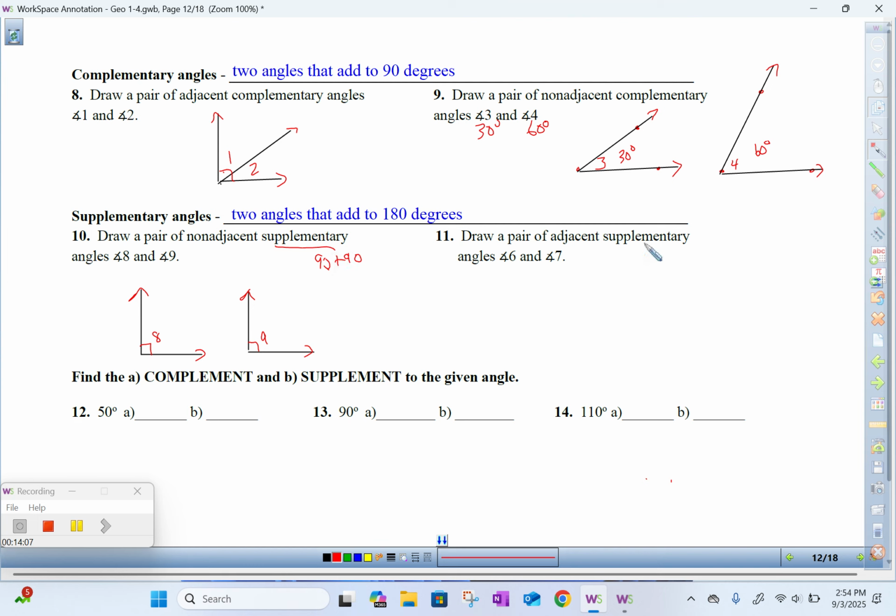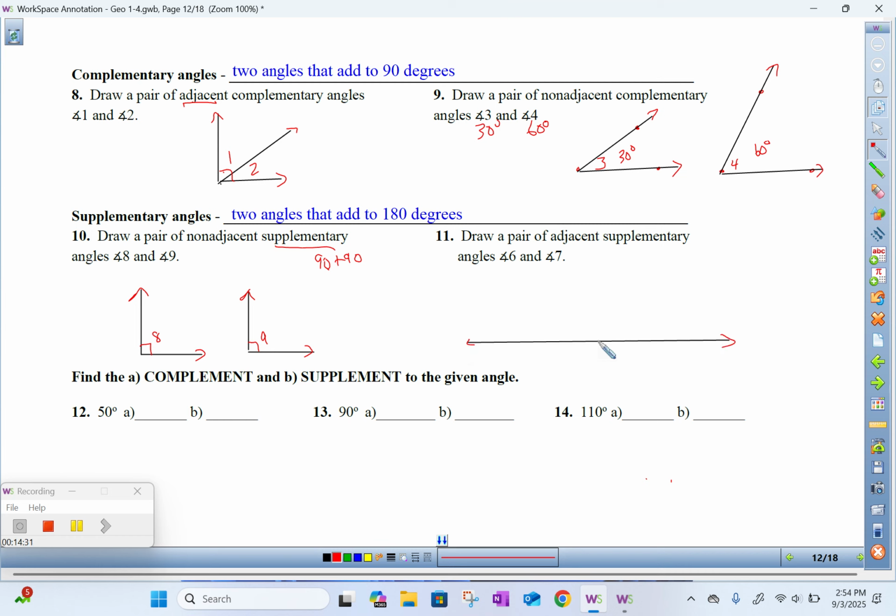Over here we want adjacent supplementary. We're going to start out the same way we did up here. When we want it to be adjacent, we started with the 90, because that's what complementary was. So for this one, we want it to be adjacent. We're going to start with supplementary. We're going to start with the 180. So for us, that means we're going to start with just a regular old line.